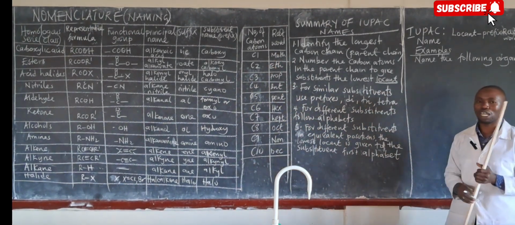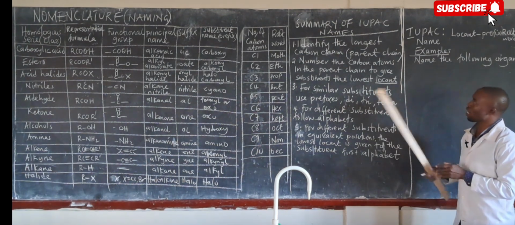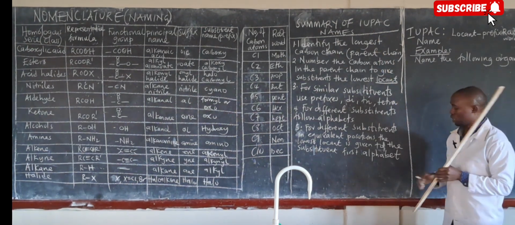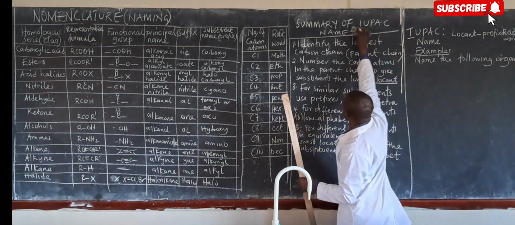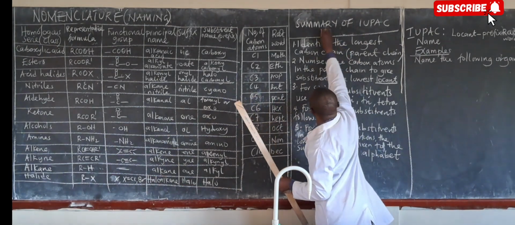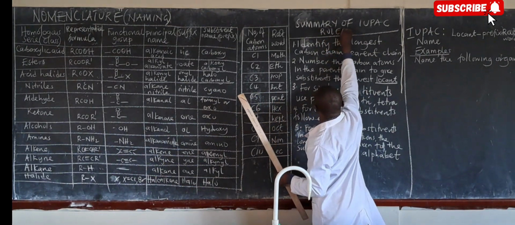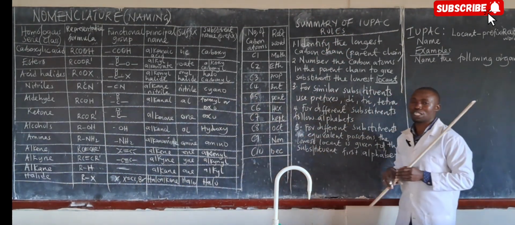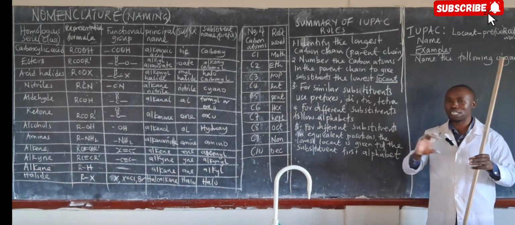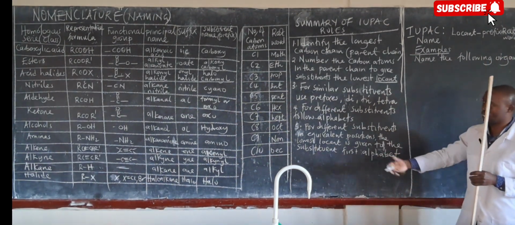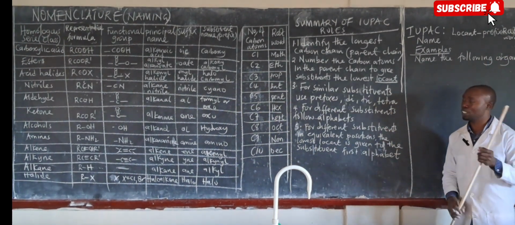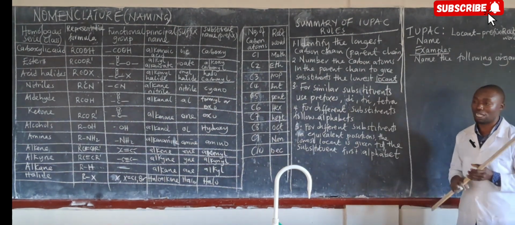Now, also in naming organic compounds, we need to know what we call the IUPAC rules. So IUPAC rules, I've summarized them here. Of course, you can find in several textbooks where they have really given a detailed outline, but being that I'm working on a small surface, I've summarized some few important ones for you.